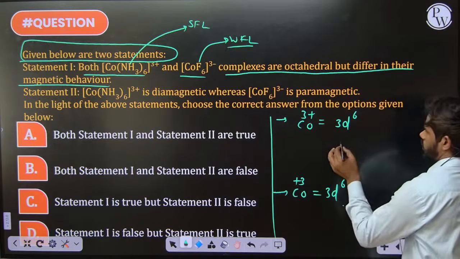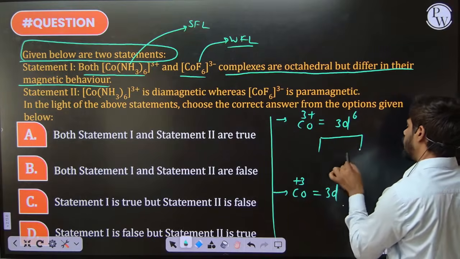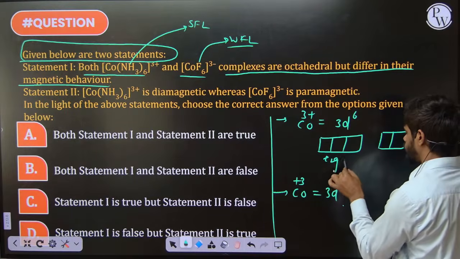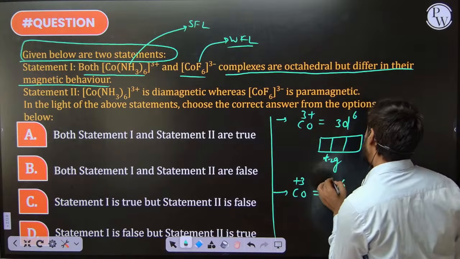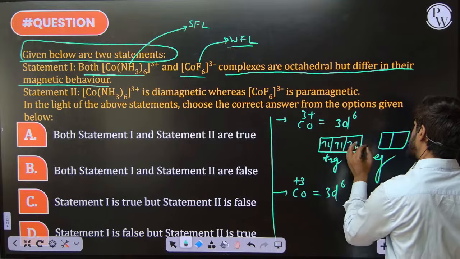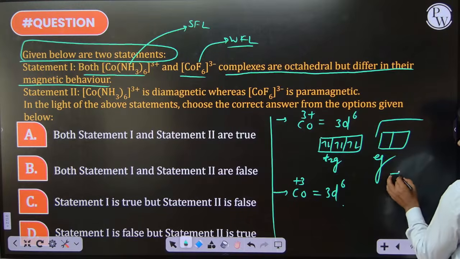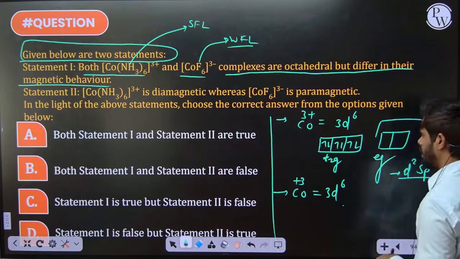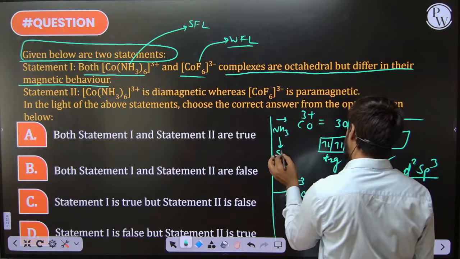Now here, in case of amine, it is a strong field ligand. In case of a strong field ligand, octahedral splitting is like this, t2g and eg. The pairing will occur. The 6 electrons will be filled like this, and the inner orbitals will be used for hybridization, that is d2sp3. d2sp3 is in case of the NH3 ligand, NH3 which is an SFL.